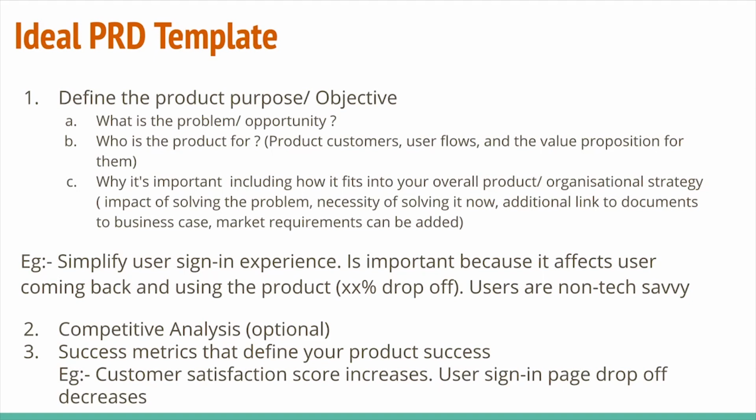The third component of your PRD is the success metric. Even before you start building the product, you have to clearly articulate what are the success metrics, right? So that anyone knows unambiguously that, hey, if these metrics are hit, we can call this product a success. Wherever it's possible to quantify it, do quantify it.